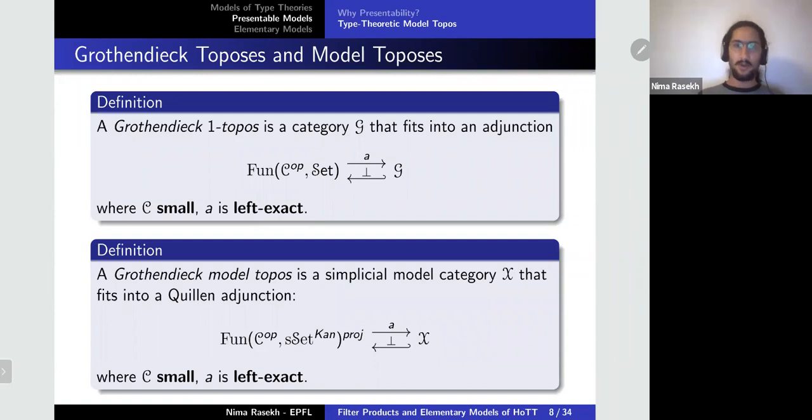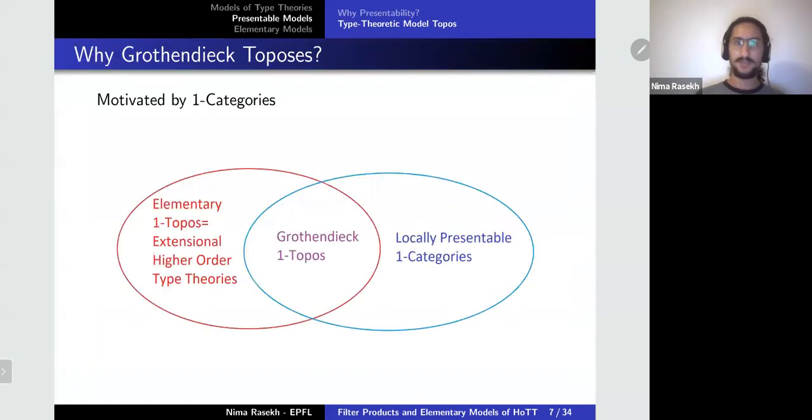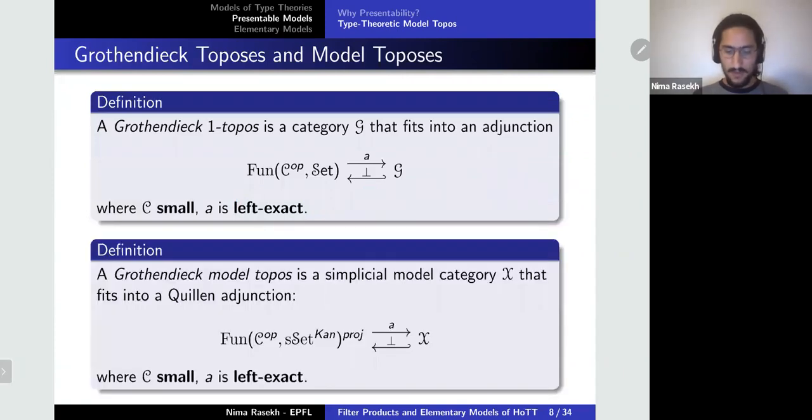So that's a Grothendieck model topos, also called a model topos, but because you want to distinguish it from the elementary one, I would also say Grothendieck. Okay, so this should be a model for homotopy type theory. That's what we would expect, right? Following our intuition from this slide, the fact that the Grothendieck one topos is a model for type theory that is locally presentable should imply that this model topos is also a model for homotopy type theory, and it should be exactly the locally presentable ones.